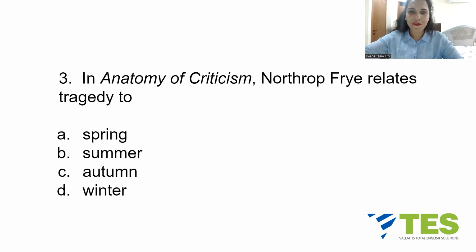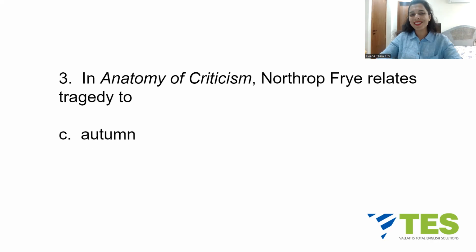In Anatomy of Criticism, Northrop Frye relates tragedy to, your options are A, spring, B, summer, C, autumn, or D, winter. Anatomy of Criticism, tragedy is related to which of these seasons? Your answer is option C, autumn. I really want to tell you something about this book.